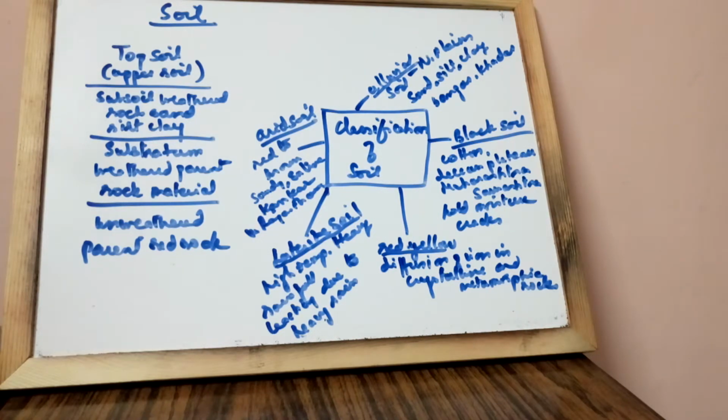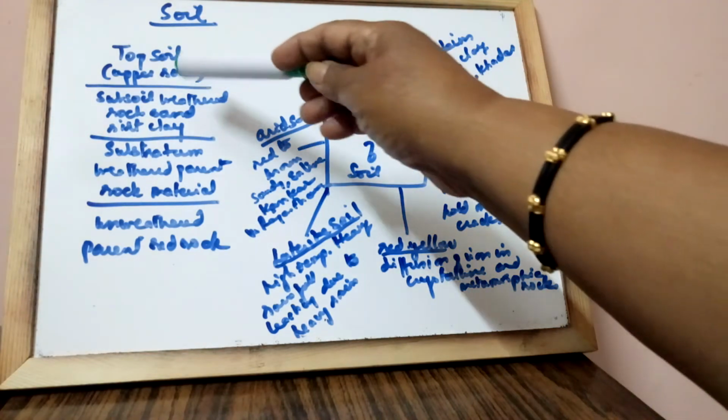as 2.5 centimeter of soil is formed in 1000 years. So it is a very slow process of formation. So all the more it is very important to conserve soil. Now let's see how is soil formed.